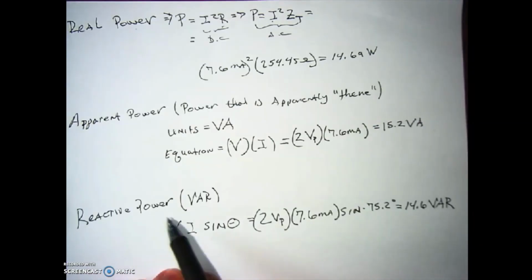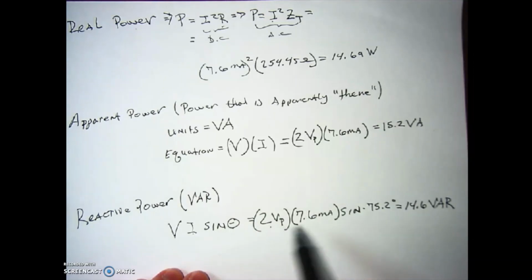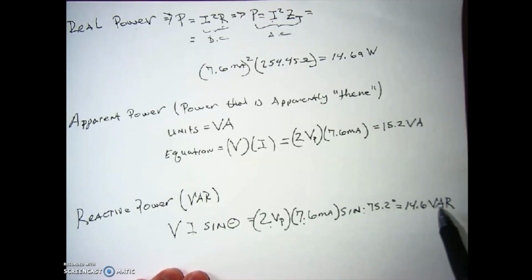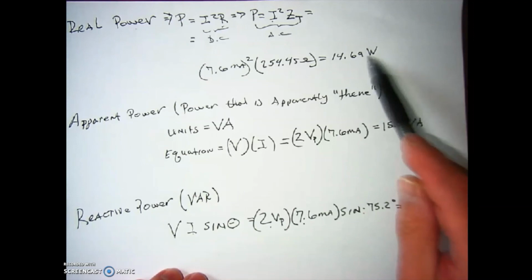Finally, reactive power, which we call VAR, volt amp reactive. That's equal to the voltage times the current times the sine of our phase angle. In this case, we got 2 volts peak, times 7.6 milliamperes, times the sine of 75.2 degrees. This is not a 0 right here, this is my pen making a mistake. That is equal to 14.6 VAR, volt amp reactive. You'll notice that all 3 of these are very close with each other.